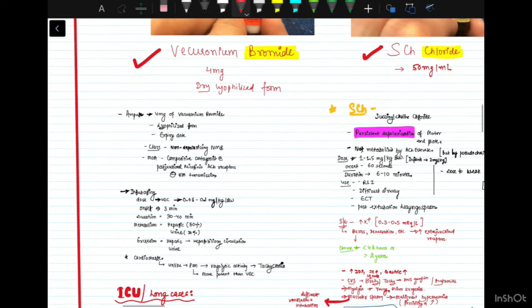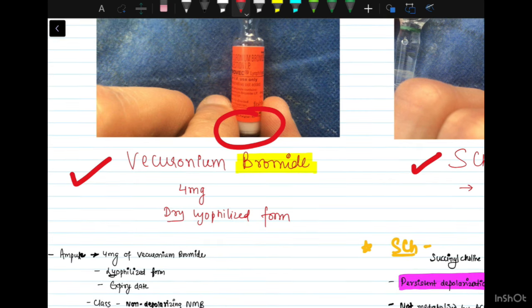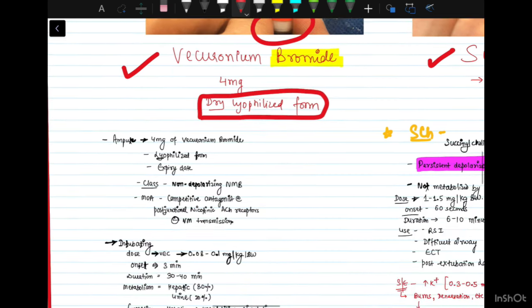Let's talk about vecuronium bromide first. As you can see in the ampule, this is a white colored powder. So it is not already present in a liquefied form. You cannot use it directly. Because of this dry lyophilized form, you have to add some liquid. That liquid can either be 5% dextrose or normal saline. Remember, ringer lactate or other fluids are usually not used for reconstituting most of those dry form drugs, especially vecuronium. So you can use either 5% dextrose or normal saline.